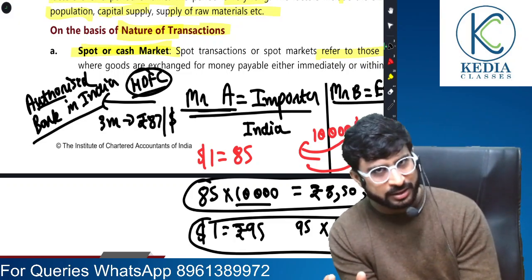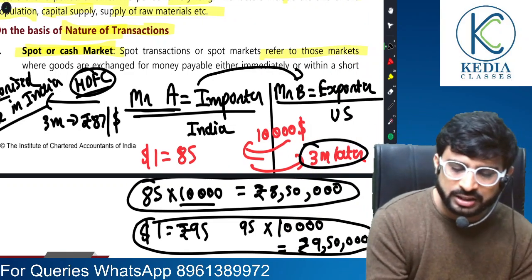HDFC Bank will give $10,000 to Mr. A, and Mr. A will give this $10,000 to Mr. B.